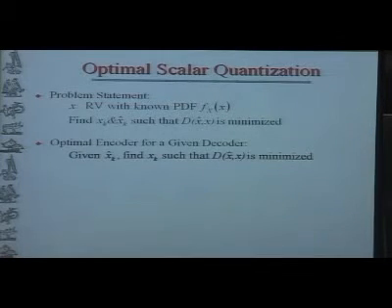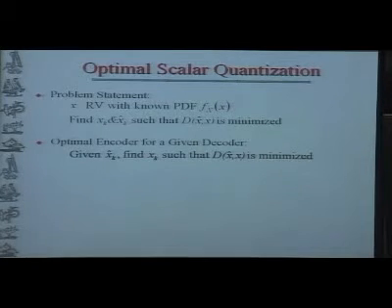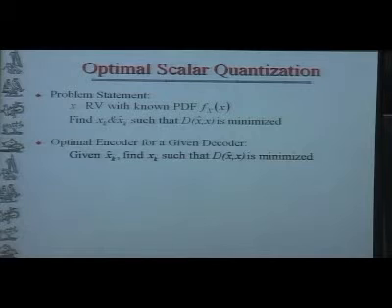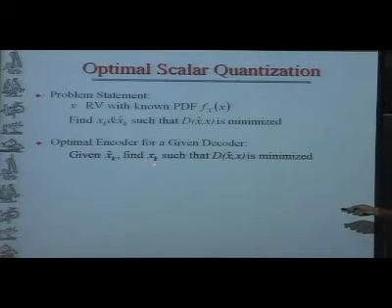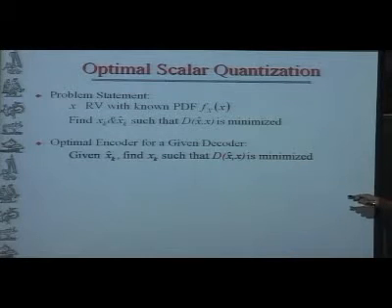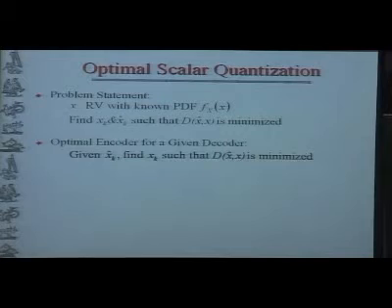You know the red dots. Somebody implements the decoder. We don't have any choice with the decoder. But we can make a smart decision at the encoder, which means we have to figure out the xk. Find the optimal xk such that the distortion is minimized given a fixed x hat.